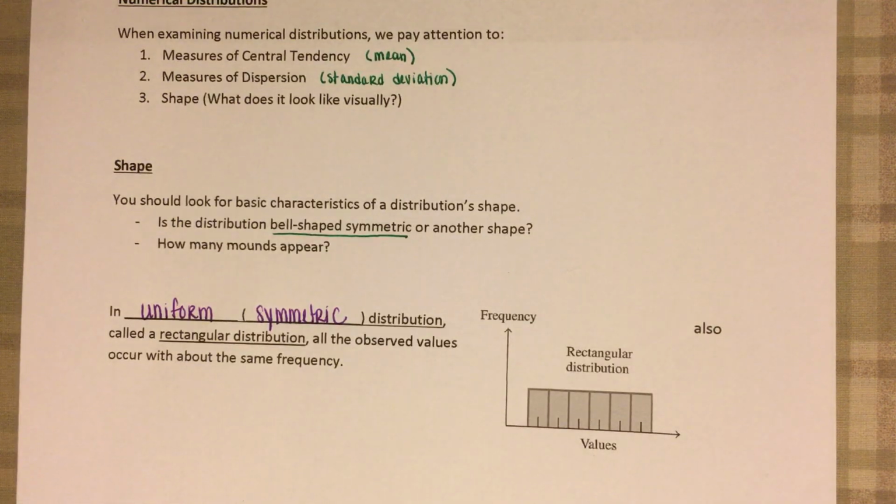Right? It's uniform because it doesn't change. Sometimes this is also called a rectangular distribution because all of the observations occur at about the same frequency, and our frequency distribution actually turns into a rectangle. Right, so this is a uniform and symmetric distribution.